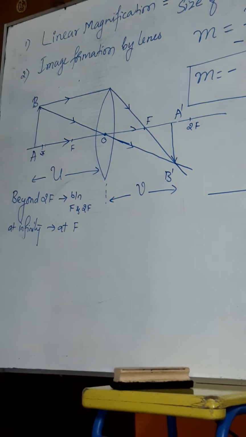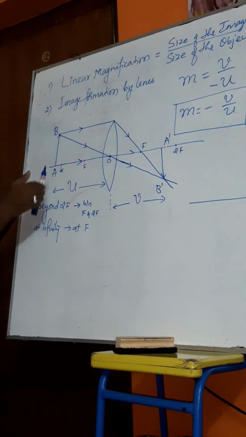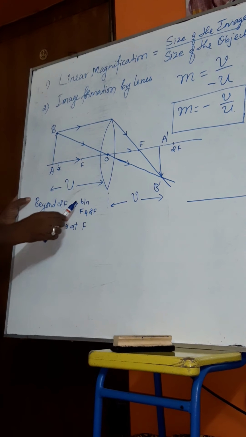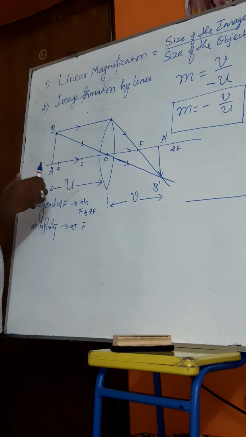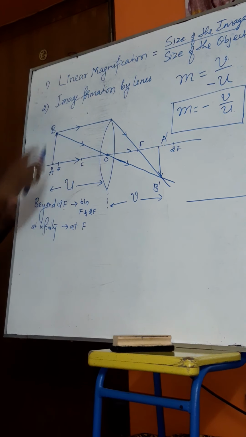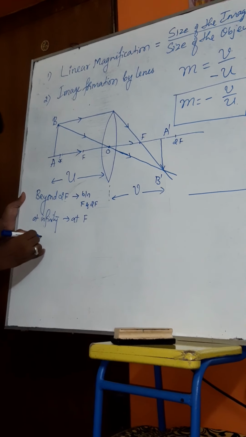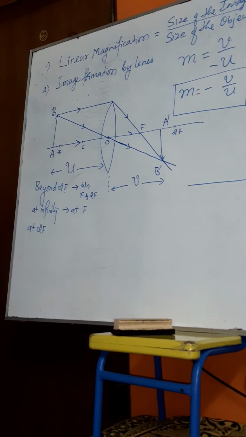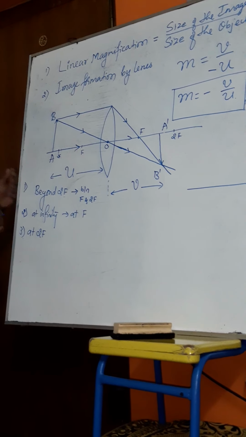So if the object is at finite distance, behind 2f, the image is formed between f and 2f. Now, if the object is placed exactly on 2f, this is very important. The object distance is at 2f. This is the first case, this is the second case and this is the third case.